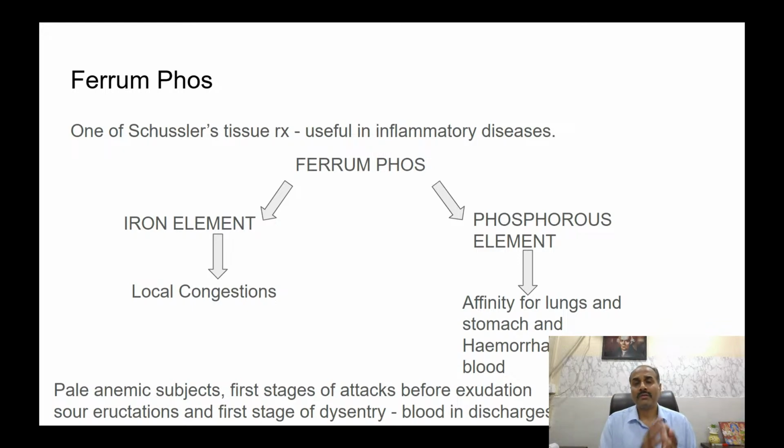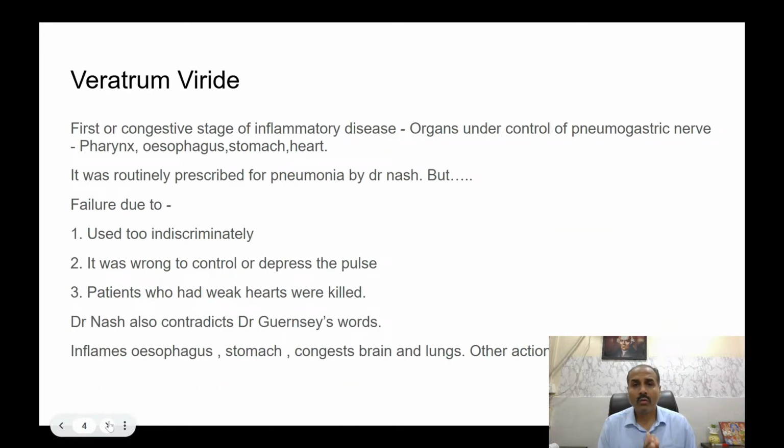For ferrum phos, the last line Dr. Nash writes is that there are sour eructations and there is this kind of a first stage of dysentery where ferrum phos would beautifully work, especially if there is blood in the discharges or there is night sweat which is accompanying. So this is how he wraps up the first remedy which we have picked up today. This is ferrum phos. Next, he goes on to tell us about Veratrum viride.